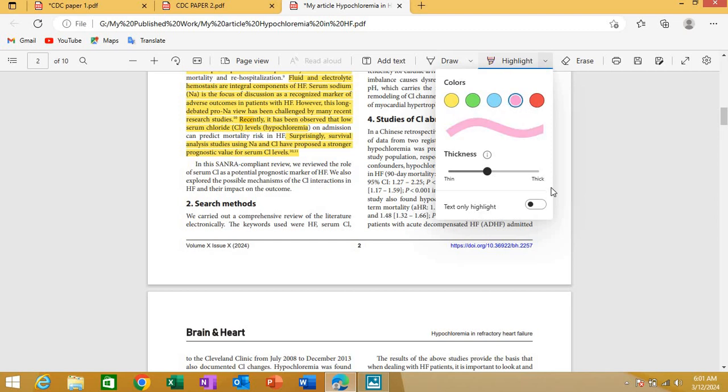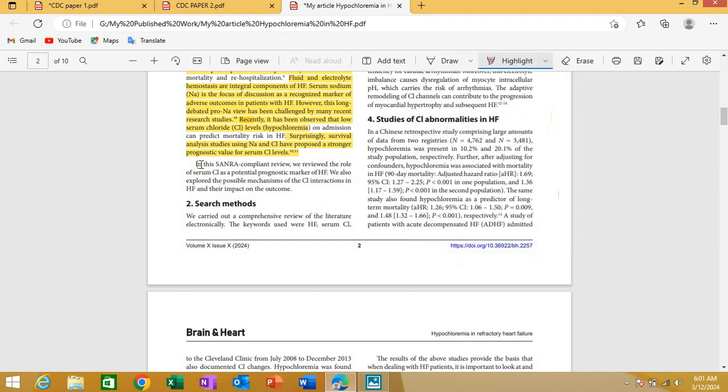Now, the fourth is actually a very short paragraph, and I will just change my color to show you. See this, in this SANRA compliance. SANRA is a checklist for writing simple review articles and narrative reviews, like PRISMA is for systematic reviews and others. So leave it. In this SANRA compliant review, we reviewed the role of chloride as a potential prognostic marker of heart failure. We also explored the possible mechanisms of chloride interactions in HF and their impact on outcome.